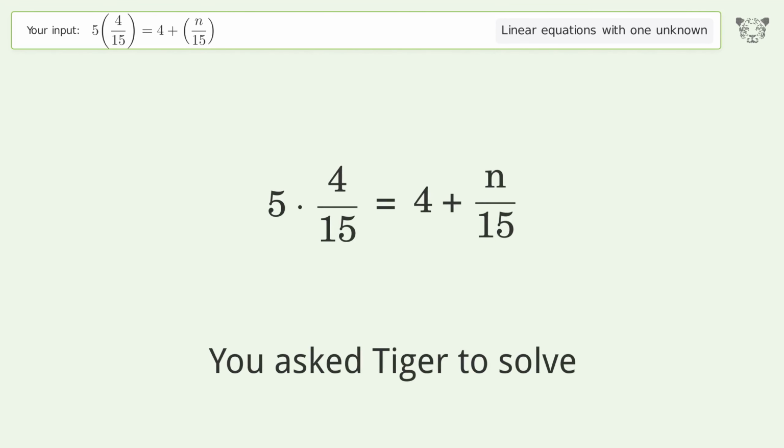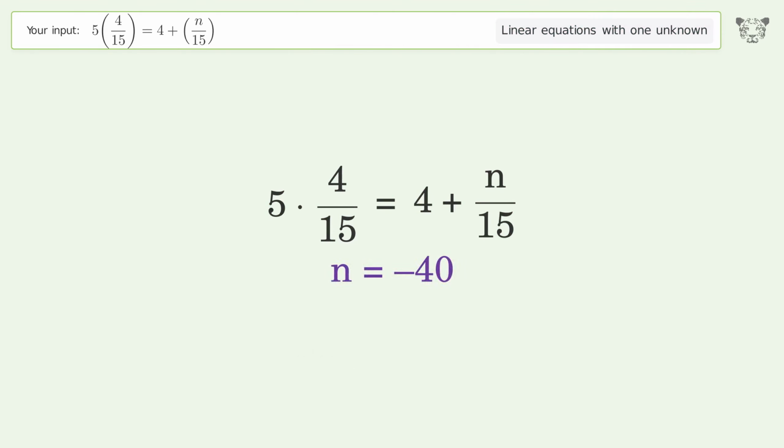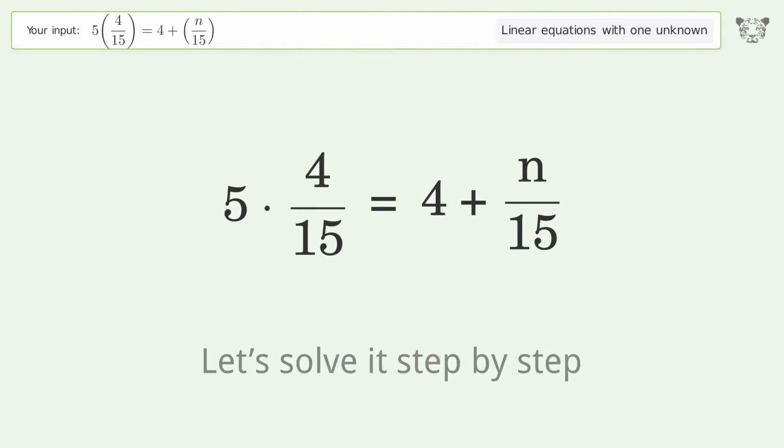You ask Tiger to solve. This deals with linear equations with one unknown. The final result is n equals -40. Let's solve it step by step.